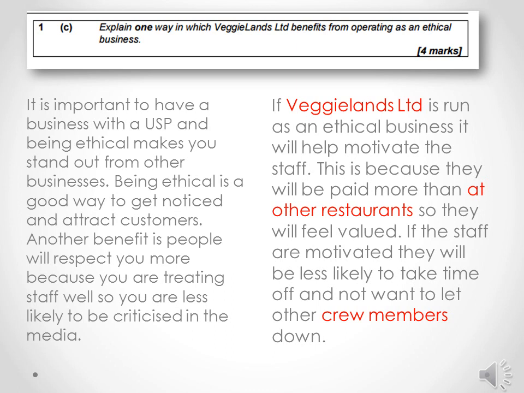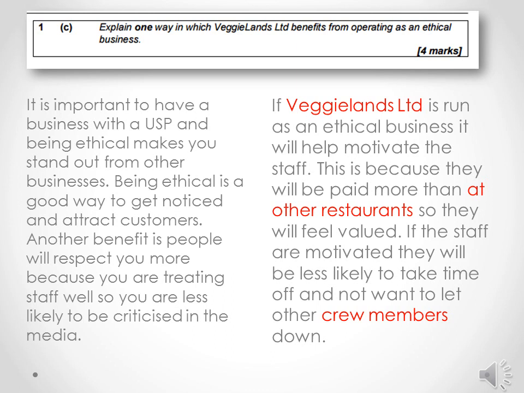Yeah, absolutely. Another benefit is people will respect you more because you are treating staff so well. So you are less likely to be criticised in the media. Yep, that's solid explanation at the end. But that's not applied to Veggieland's. It's not been linked. It doesn't link to the case study that you were given previously.